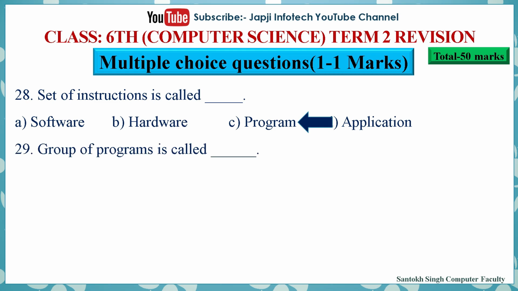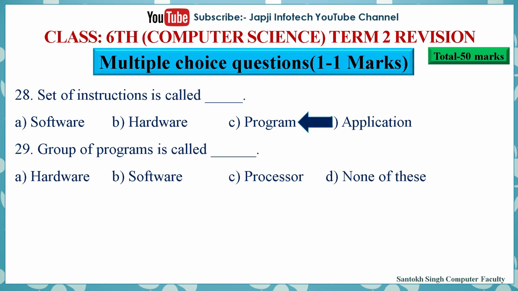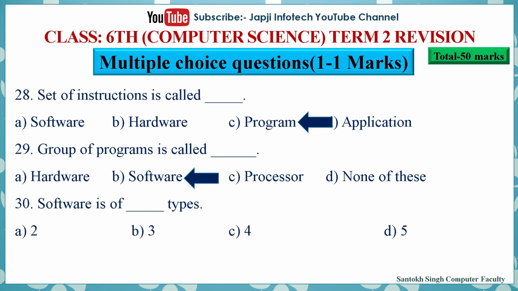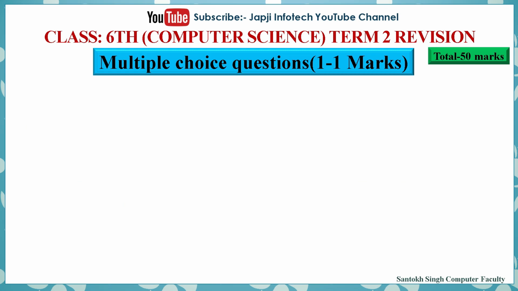And 29th one is group of program is called dash, and their options are hardware, software, processor, or none of these. And the right answer is group of program is called software. And 30th one is software is of dash types, and their options are 2, 3, 4, and the last one is 5. And the right answer is software is of 2 types.